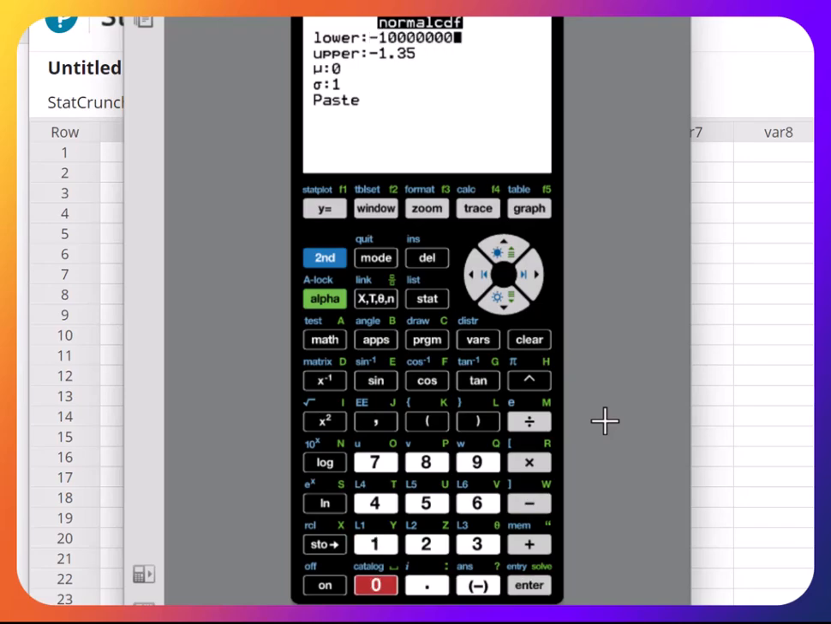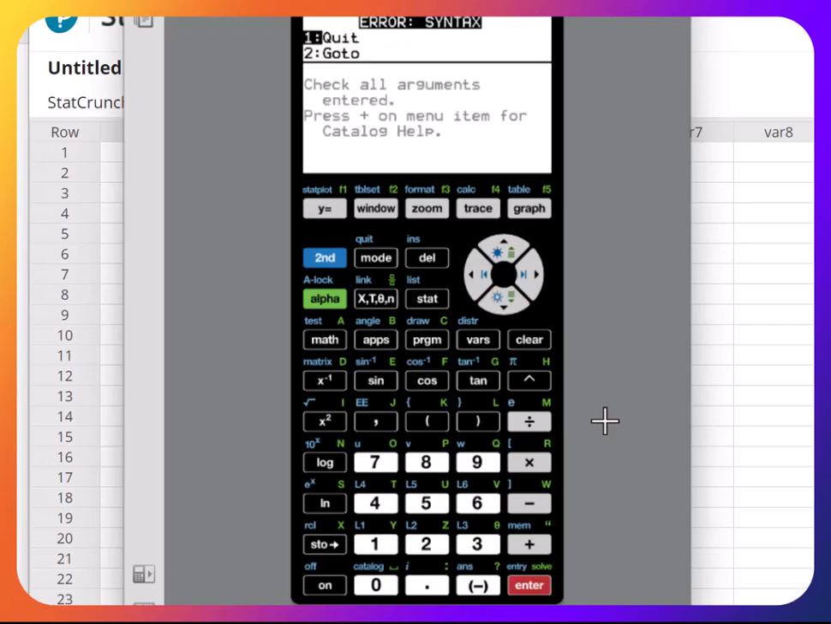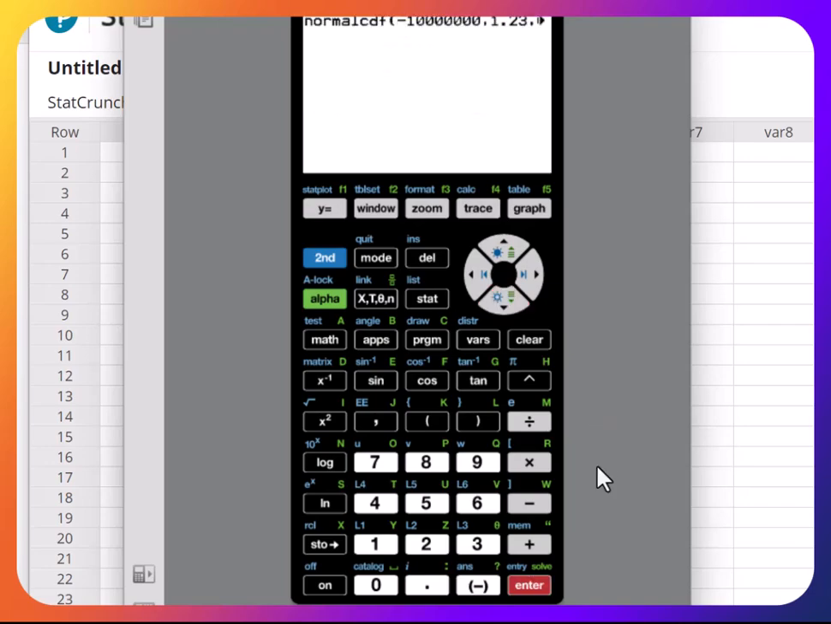So using your calculator, your lower bound should be negative a million. Your upper bound should be the 1.23. And then 0, 1, because we're working with z. You hit paste. And let me see. Oh, I should have used the negative sign right here. Negative sign, and now it's gonna work. And same answer as we did before.